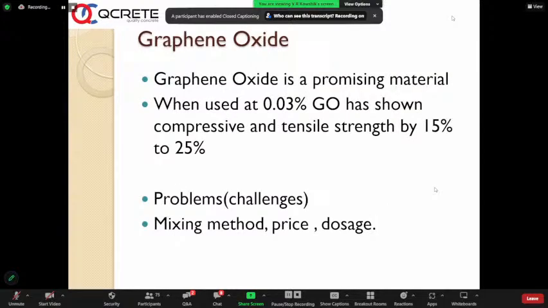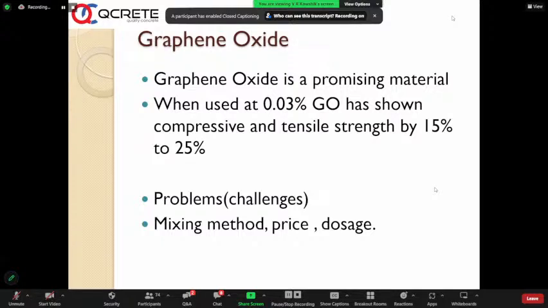So graphene oxide is one of the promising materials. It is used at about 0.03%, and it is said to increase the compressive and tensile strength in the range of 15 to 25%. The big problem with this material at this moment in India is the price is high, and we did some trials and the results are inconsistent, basically because the dispersion is difficult. We cannot disperse properly, and then it doesn't get mixed properly.